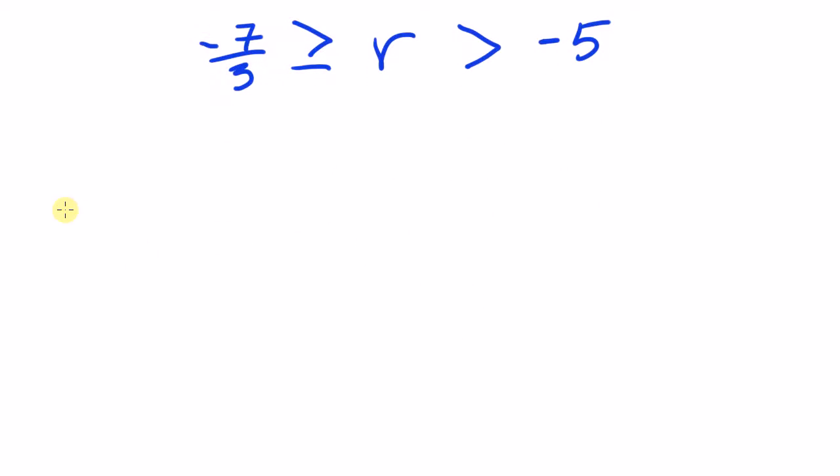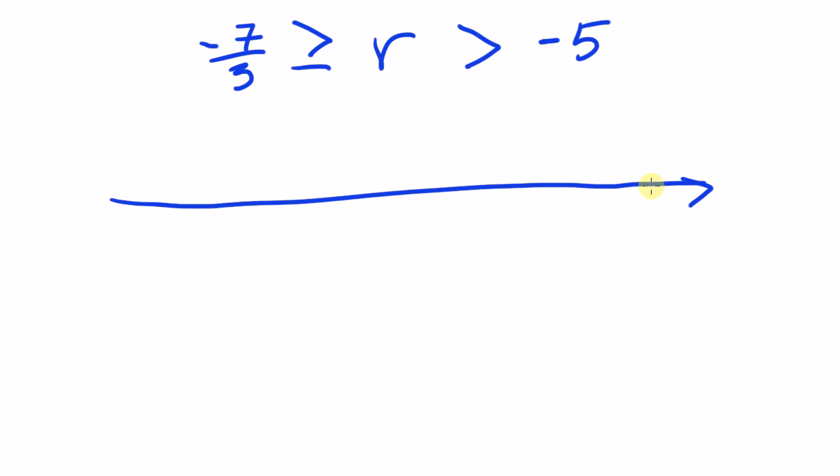And I'm going to graph the solution. And we say, okay, 0. Call this -7/3 and -5.